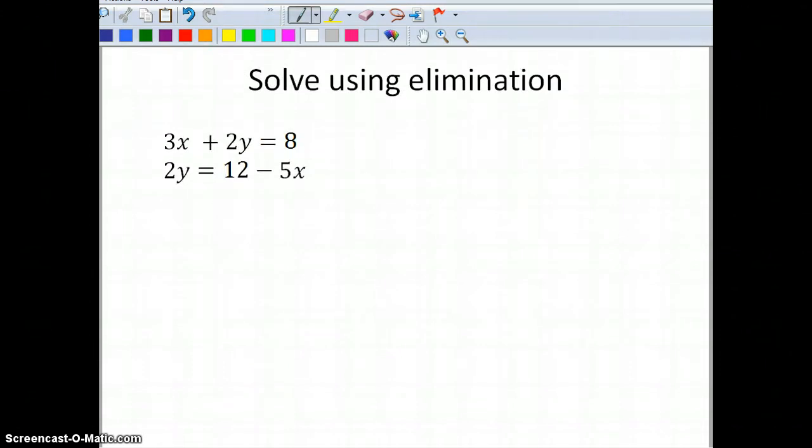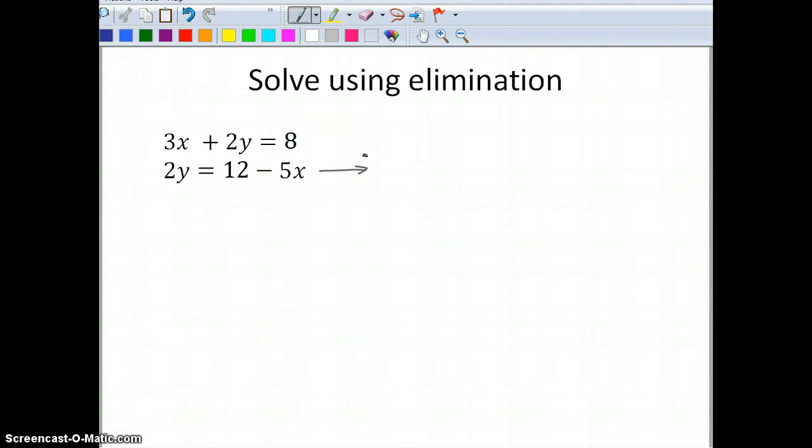Okay, now let's take a look at another one. I have 3x plus 2y is equal to 8, and 2y equals 12 minus 5x. Right off the bat, I see a problem. The top one's in ax plus by equals c. This bottom one is not. I needed an ax plus by equals c, so I'm going to change this one.